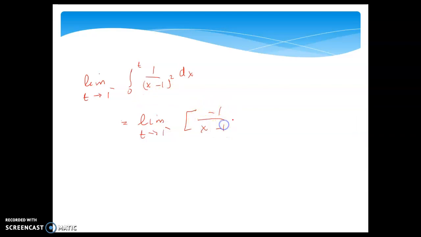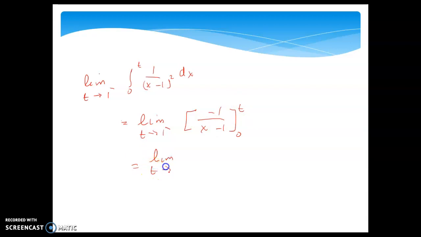So at this point, we're going to say the limit as t goes to 1 from the left of the integral from 0 to t of 1 over (x minus 1) squared dx. So that would be equal to the limit as t goes to 1. When we take the integration of this, we're going to get negative 1 over (x minus 1) evaluated from 0 to t.